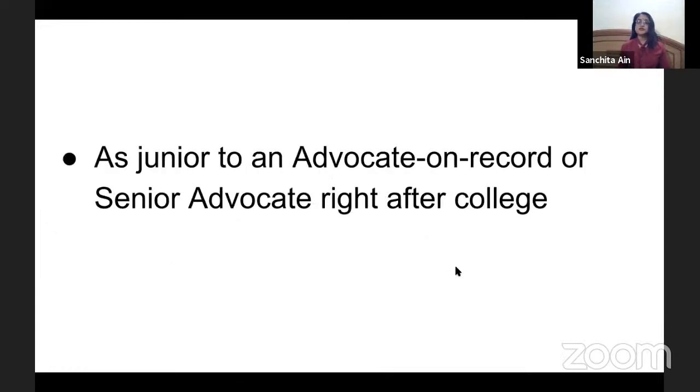So there can be different stages. You can start your career either as a junior to an advocate on record, or as a junior to a senior advocate right after college. There are so many juniors who have joined AORs and senior advocates right after college.